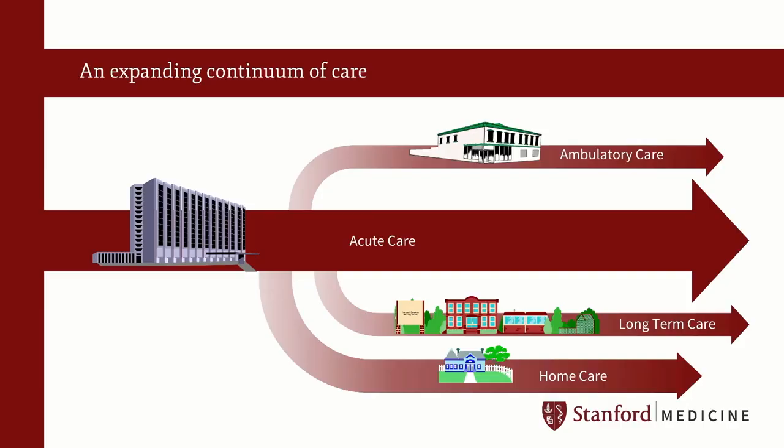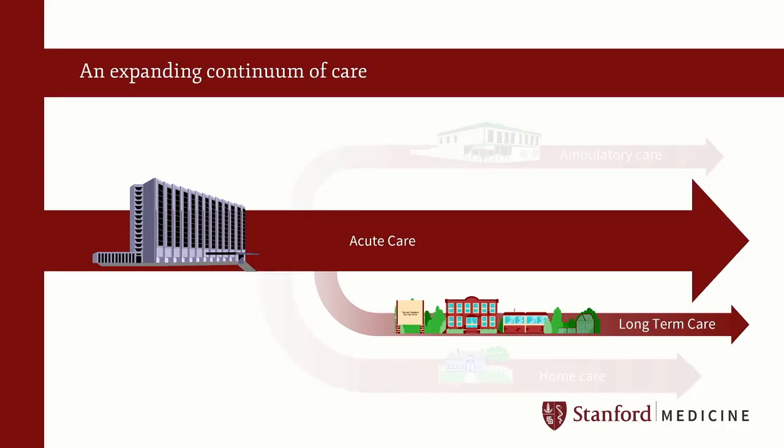In the last 20 years, the U.S. healthcare continuum has grown, encompassing many additional care settings outside of the hospital. We continue to provide care in acute care hospitals, but have expanded to ambulatory care settings, long-term acute care hospitals, long-term care settings, and the home. In this presentation, we will focus on residents in long-term care facilities.